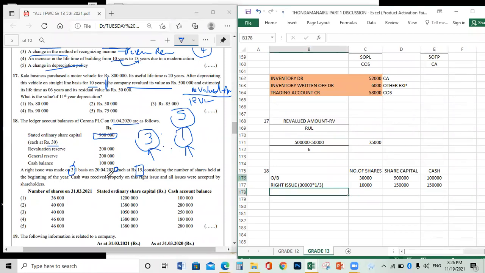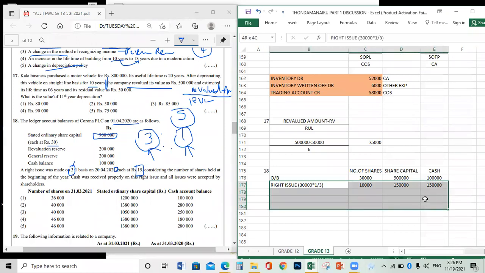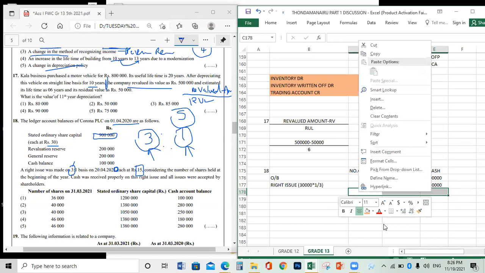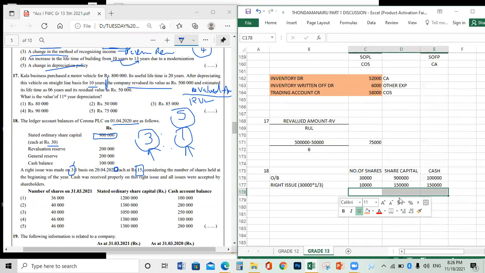Now go to the next one. Cash was received properly and then it was accepted. So I thought they would also give a bonus issue, guys. If they want to make it a bit complicated, they will include a capitalization of reserve. If you see the past papers, they have included it actually. They will issue a right issue, then they will make a capitalization of reserves also. But here they are not actually testing that. So I don't think it's a difficult one. Let's see what the answer is.